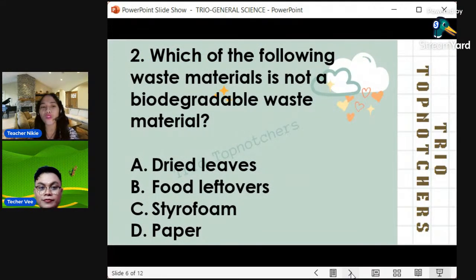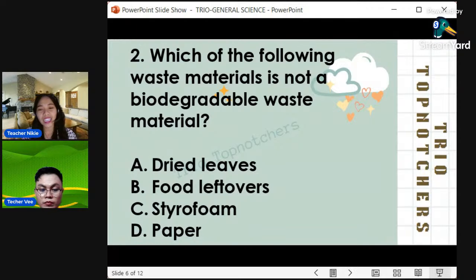Now, which of the following waste materials is not a biodegradable waste material? Saan dito yung hindi biodegradable? Okay, let's have letter A, dried leaves. Letter B, food leftovers. Letter C, styrofoam, or letter D, paper. Okay? So, tingnan nga natin dito yung ating mga March 2023 and September 2023 LET takers kung ready na ba kayo sa exam? Okay, so wow, ang galing nila.